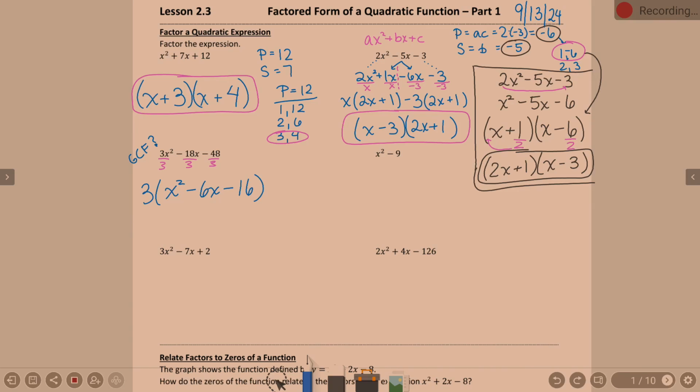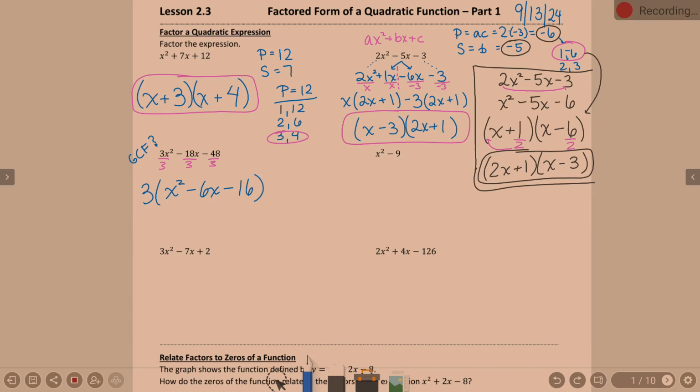Okay, so always, first step, look for your GCF. Now, am I done? Maybe, maybe not. The good answer is no, because we need to check and see, is there more factoring? Is it possible x squared minus 6x minus 16 could factor again? Yeah, because it could possibly go into 2 parentheses, like what we've been doing.